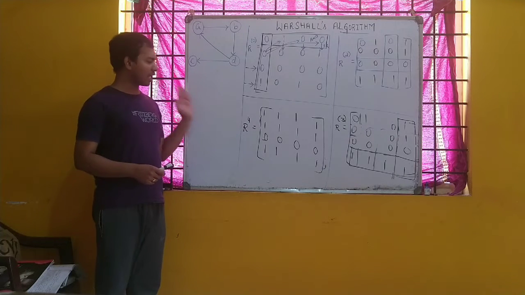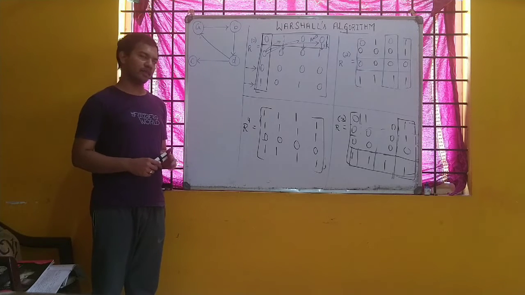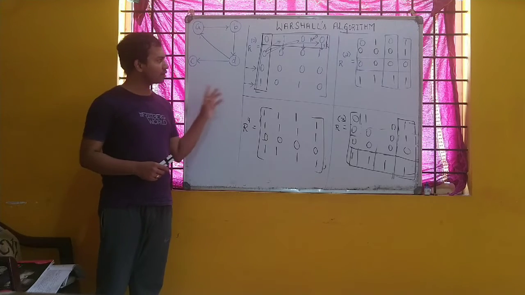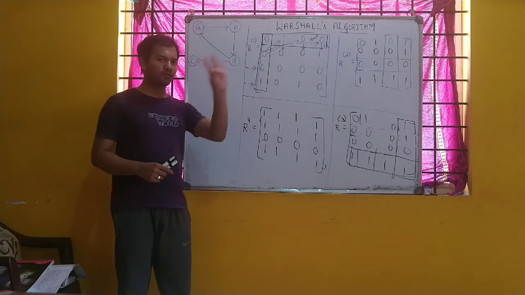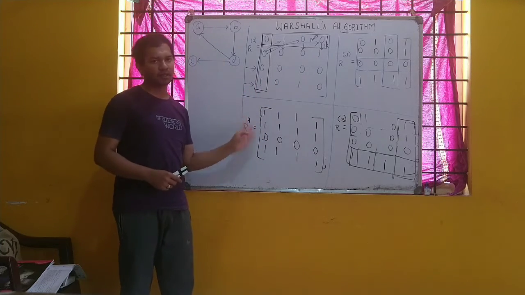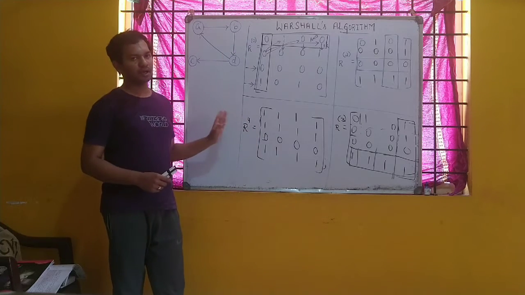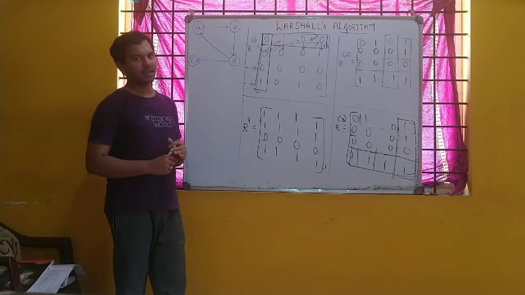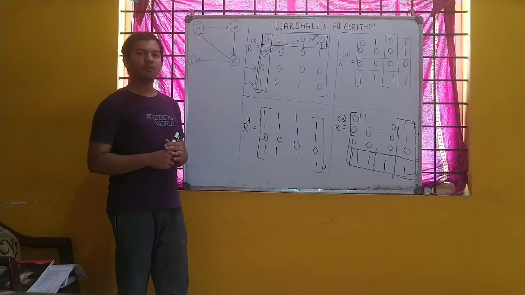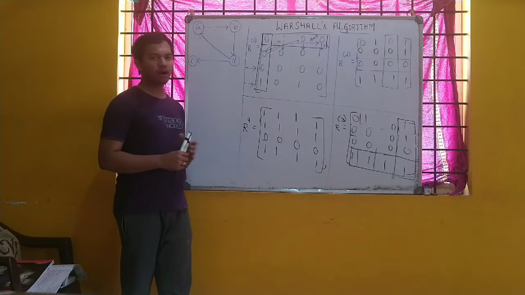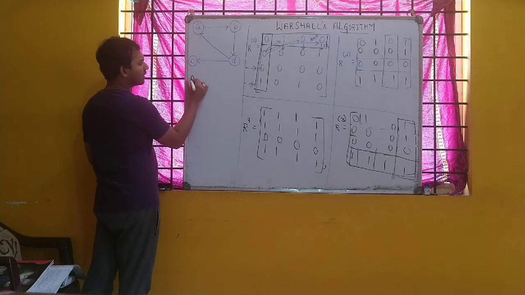Understood, right? So like this, we have to do for Warshall's algorithm. I have 4 nodes. We have to compute R1, R2, R3, R4. So 4 stages you have to compute. If you have 10 nodes, 10 stages you need to compute like this. So hope you have understood how to use Warshall's algorithm to find out the transitive closure.